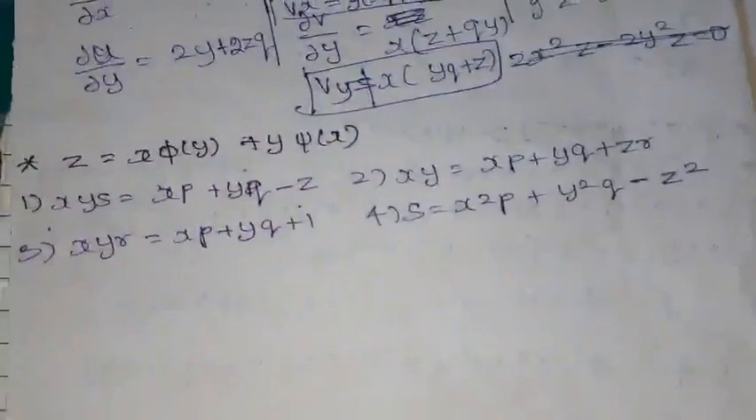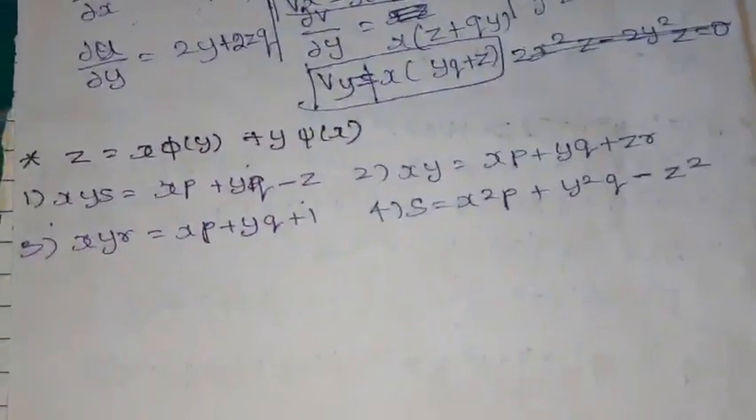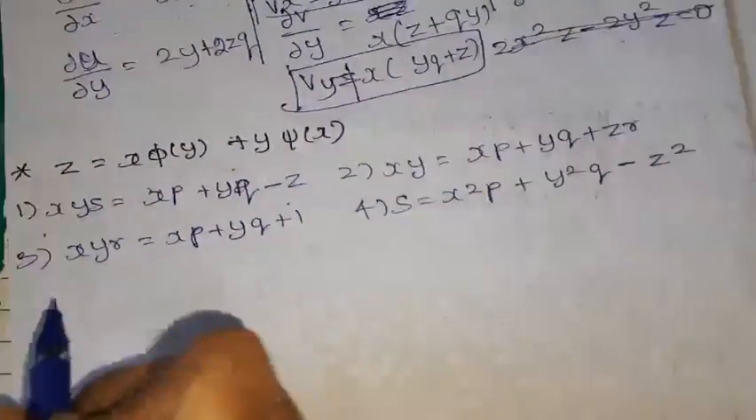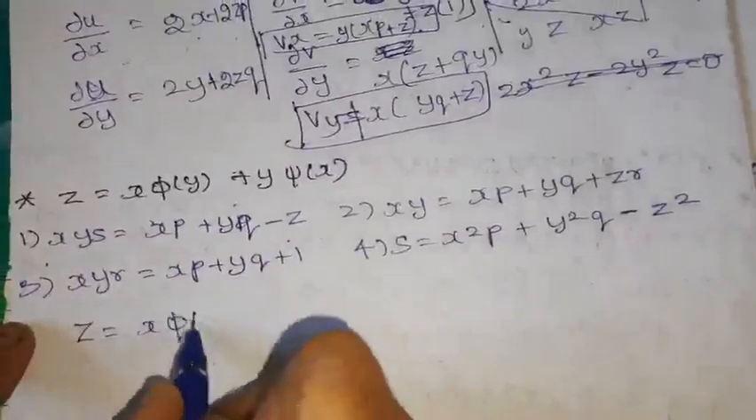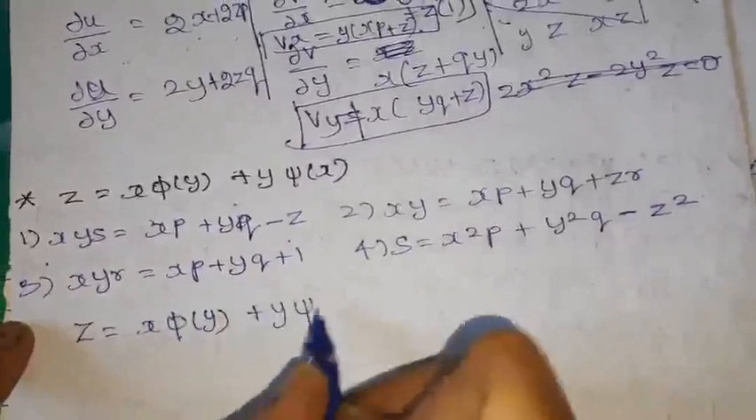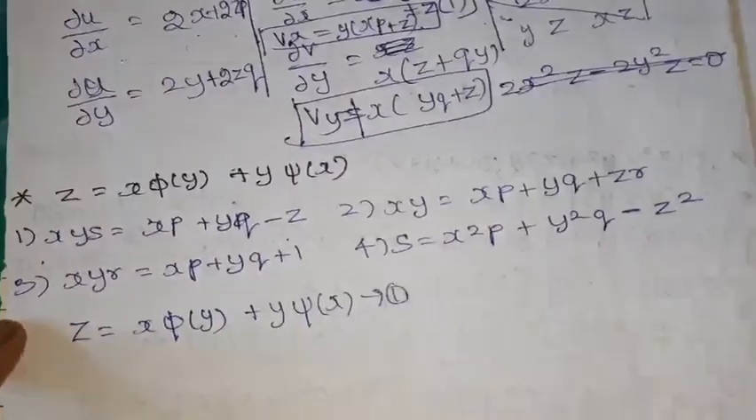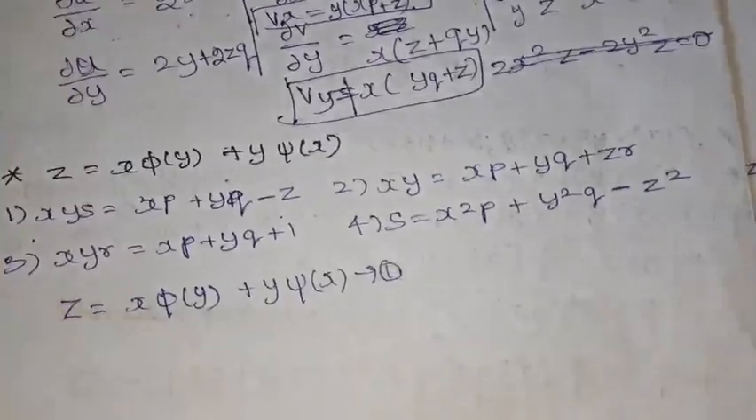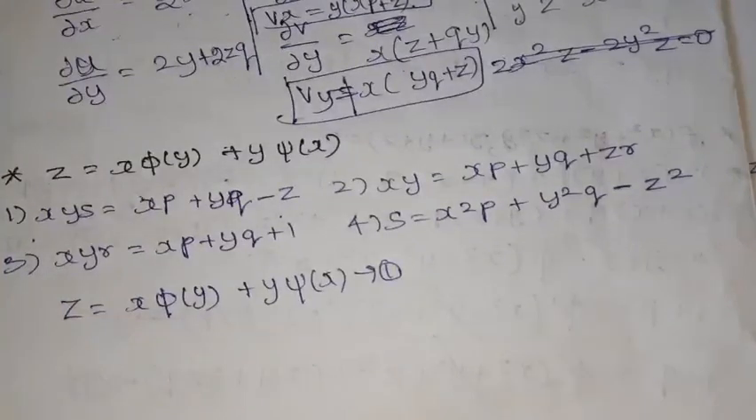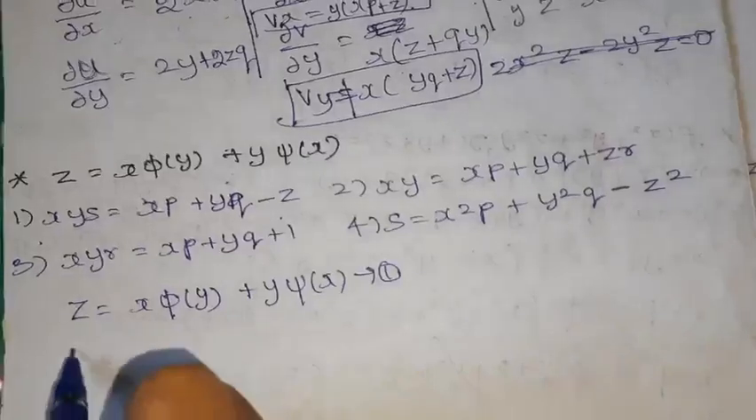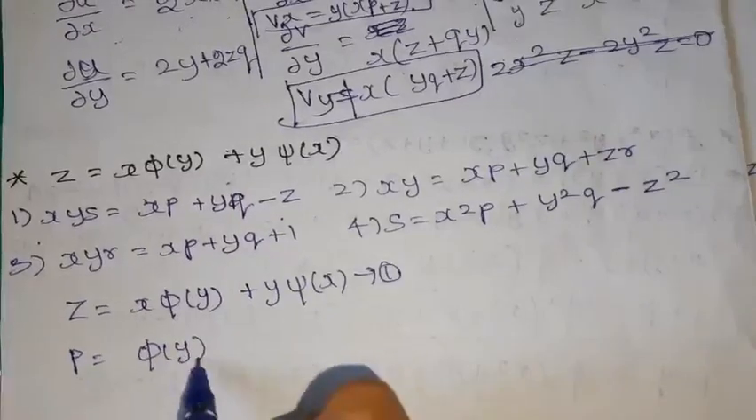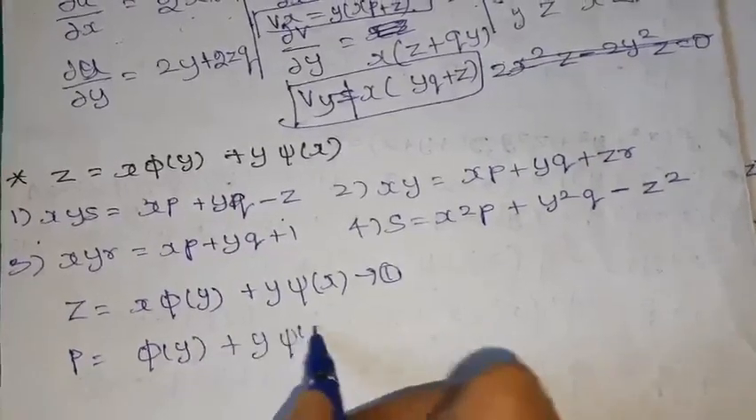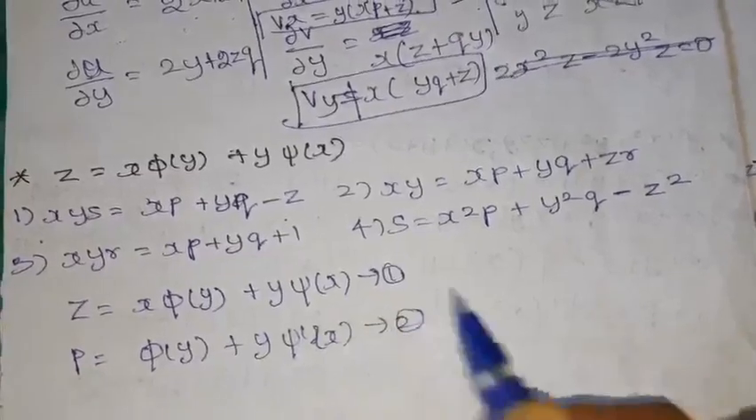What is given? Z equal to x into phi of y plus y into psi of x. What is the given equation? Given problem: x into phi of y plus y into psi of x. See, it is equation 1. What we need to do first is partially differentiate with respect to x and y respectively. First we differentiate partially with respect to x. What we will get? Dou z by dou x, obviously it is p, equal to phi of y plus y into psi dash of x. See, it is equation number 2.